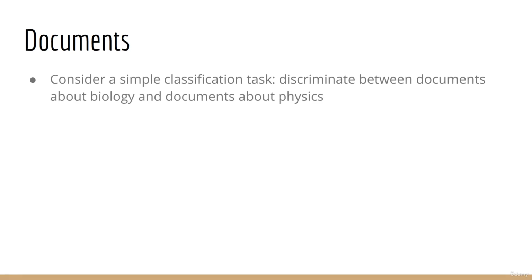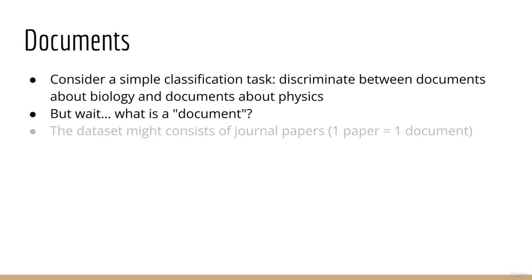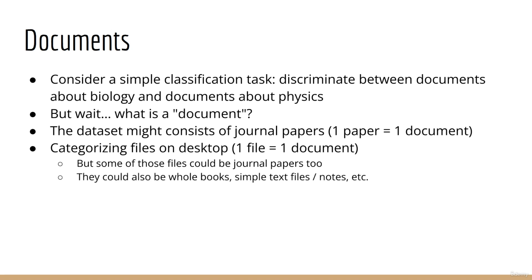Okay, so suppose we're doing a simple classification task, where we want to differentiate between documents about biology and documents about physics. Now, the first thing to keep in mind is that document is a very generic word. This could mean anything depending on what your real-world task is. For example, you might want to categorize journal papers, in which case one document would be one journal paper. Or you might want to categorize files on your desktop, in which case one document would be one file. Of course, these files could still be journal papers, but they might also be full books, maybe even simple text files, and so forth. On the other hand, a document could simply refer to a single sentence.